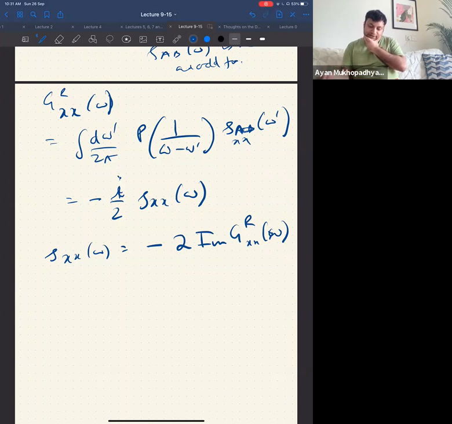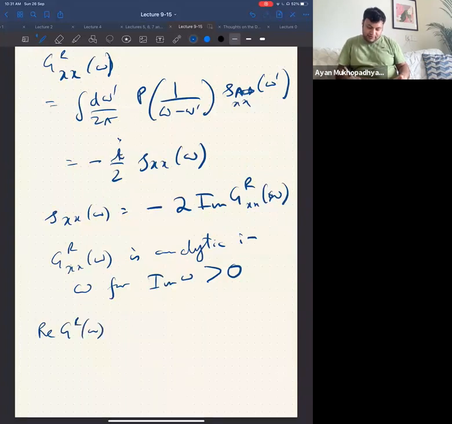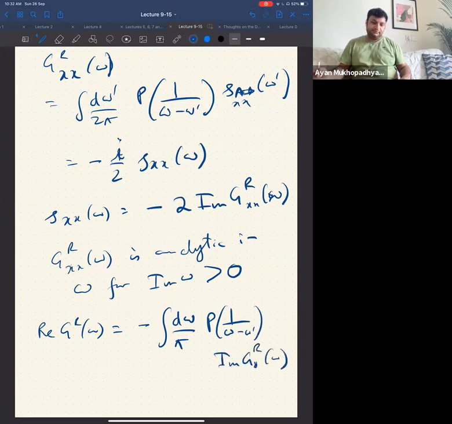So the spectral function is related to the imaginary part. And the interesting thing is that the retarded propagator is not real, it's complex, but G^R(omega) is analytic in omega for imaginary omega greater than 0 because of causality. This is something that we discussed, because G^R(t) vanishes when t is less than 0. That implies it has to be analytic in omega in the upper half plane. So in this case, the real part of G^R(omega) has to be equal to, now I put in rho(omega) is equal to minus 2 imaginary G^R(omega), I put it back here, so I get minus d omega by pi, P of 1 over omega minus omega prime times imaginary G^R(omega).